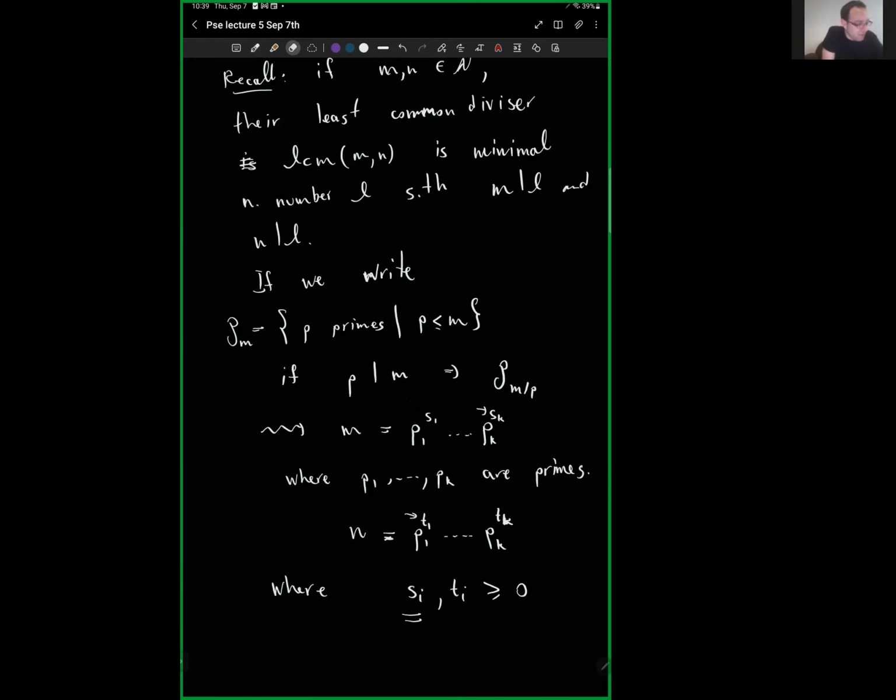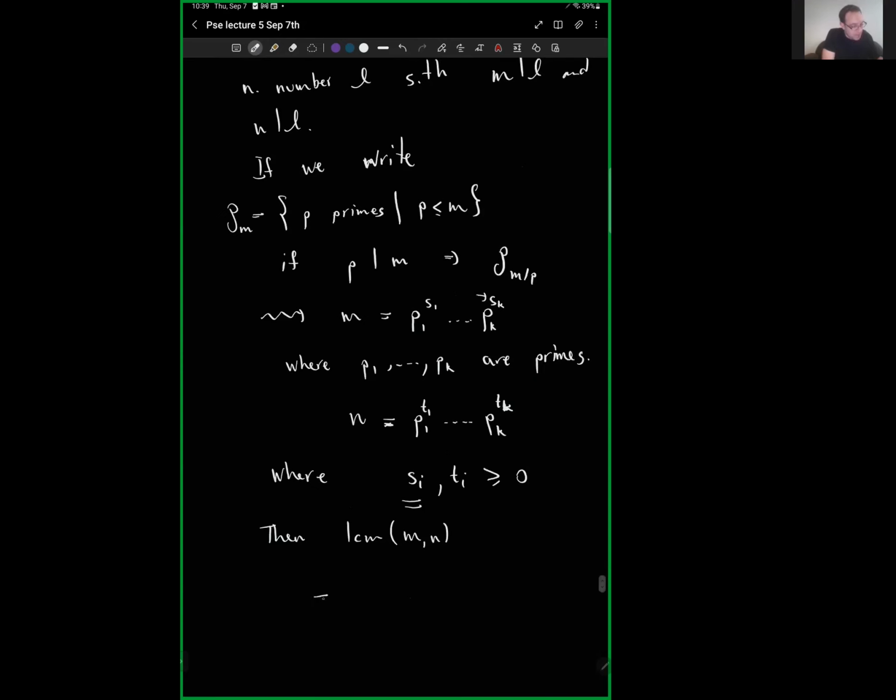So if you do this, then you can neatly express the LCM of m and n simply as the product of primes, where in each exponent you take the minimum.